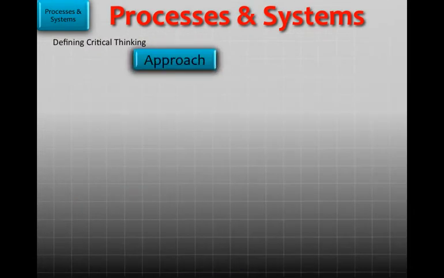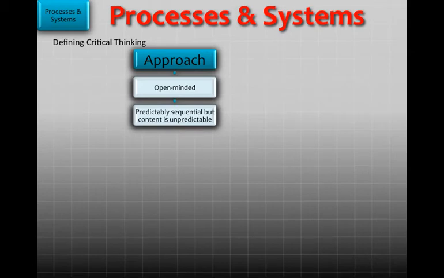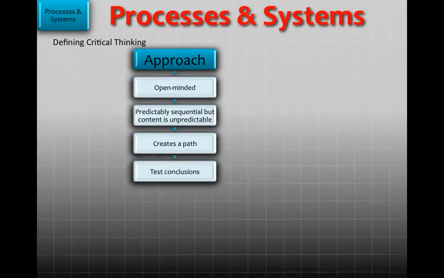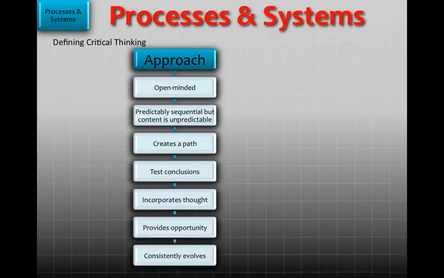Now, this leads us into critical thinking. When we talk about critical thinking, we're going to oversimplify it a little bit, but there's an approach to understanding critical thinking. It allows us to be open-minded, predictably sequential, but at the same time, the content can be unpredictable or a little bit unsettling in regard to that, because you're talking about developing a skill. So you create a pathway for this that allows the testing of conclusions as well as incorporating thought and having an openness to that, providing opportunities, and then consistently evolving in the process.